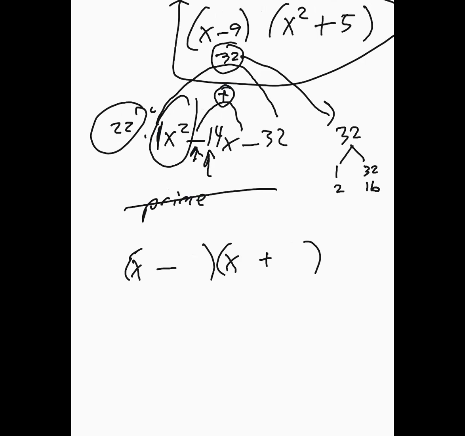Is there any way to get a negative 14 from a 2 and from a 16? What if I make the 16 be negative? Put it there. And what if I make the 2 be positive and put it there? Now watch what happens. Negative 16 and a positive 2 add up to make a negative 14. Oh, so it works perfectly. So I'm done factoring it, and that's the answer.